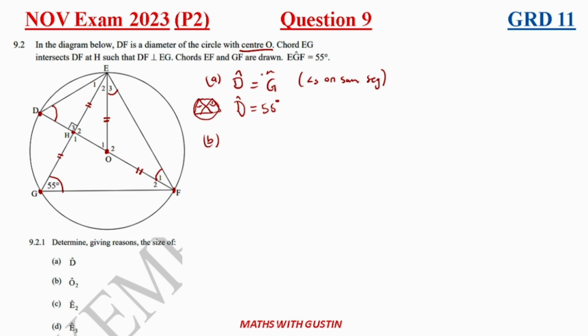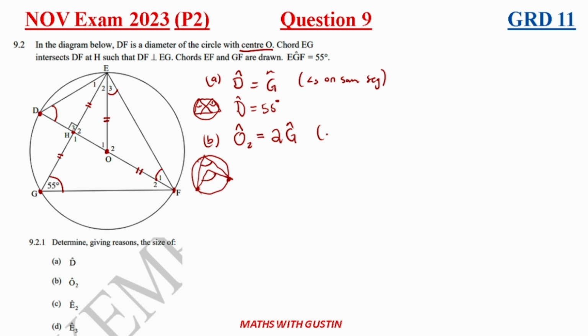Okay, B, they're asking us to find O2. O2 is the angle at the center. So therefore it means you must look for something that relates: angle at the center is twice angle at the circumference. You will remember this theorem like this. If you have a theorem like that one, the angle at the center, which is this one, is twice the angle at the circumference. So now if we have G here, which is 55, the angle at the center is twice the angle at the circumference, which is G. Okay, so therefore you have that.